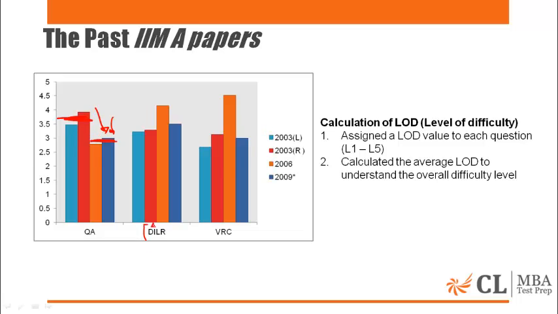It's interesting to look at DILR. What stands out is 2006. There is also a reason, which we'll discuss a little later. So 2006 was the most difficult one. The rest of them are more or less on the same difficulty level. And if you look at VRC, again, 2006 was the toughest one, also for a reason. We'll understand this. The rest of the papers were almost on the same difficulty level. What it means, therefore, is there is no fixed pattern. So how will we make sense?